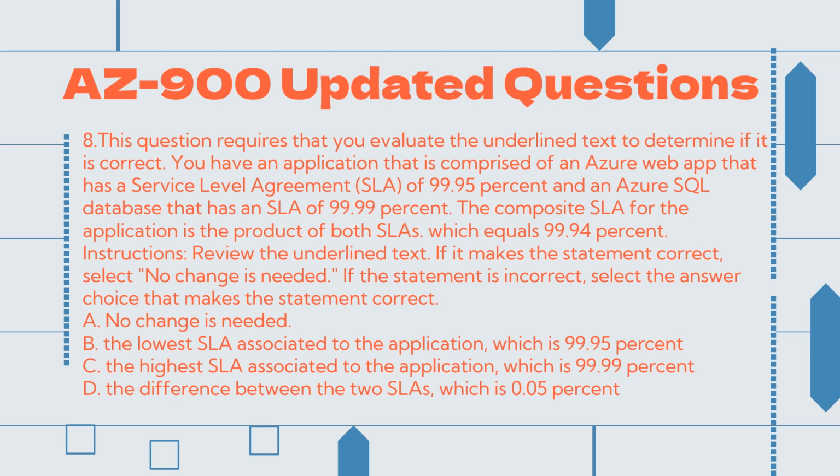Instructions. Review the underlined text. If it makes the statement correct, select No change is needed. If the statement is incorrect, select the answer choice that makes the statement correct. A. No change is needed. B. The lowest SLA associated to the application, which is 99.95%. C. The highest SLA associated to the application, which is 99.99%. D. The difference between the two SLAs, which is 0.05%.